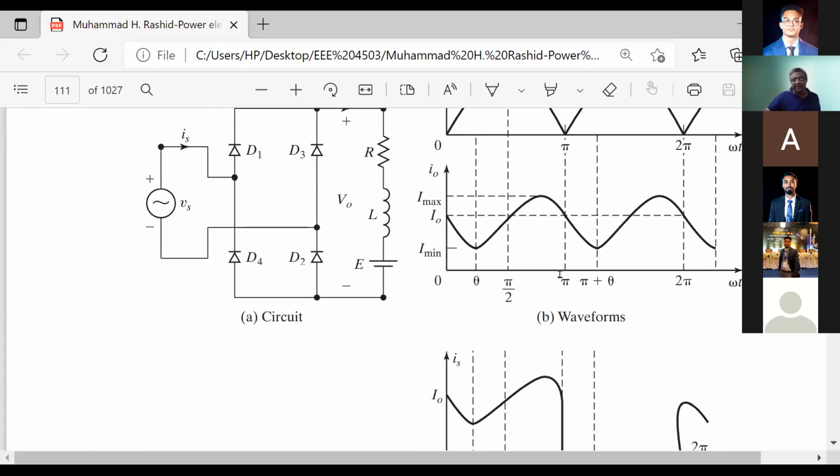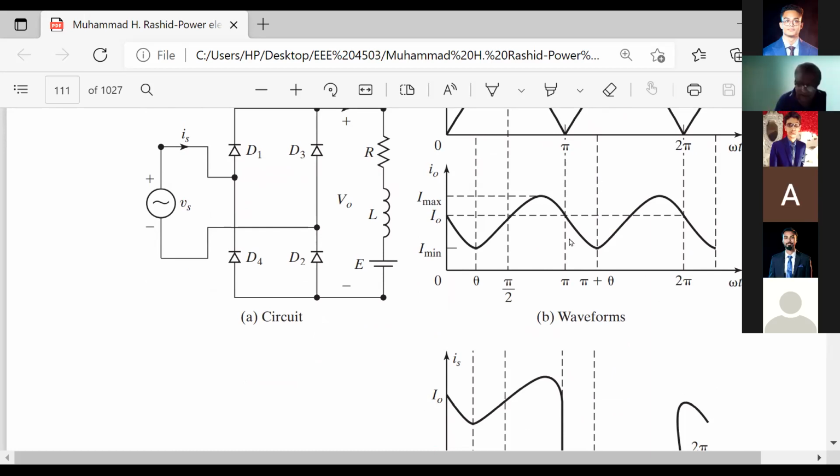You understand it? You got my point or not? Yes, sir. IS will be the same. We remember that, right? IS will be the same as ID for the positive half cycle, as we have already seen for the constant current. And for the negative half cycle, it will be a mirror replica, minus ID. Okay. Yes, sir.